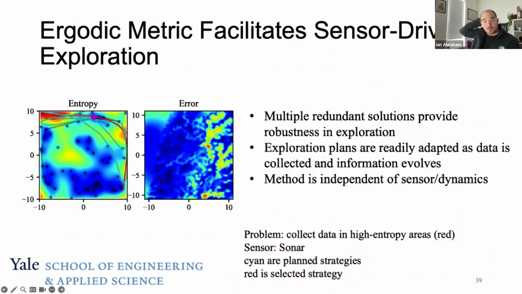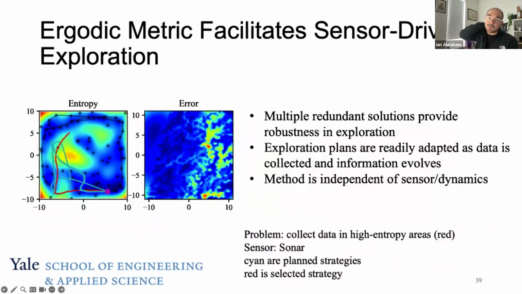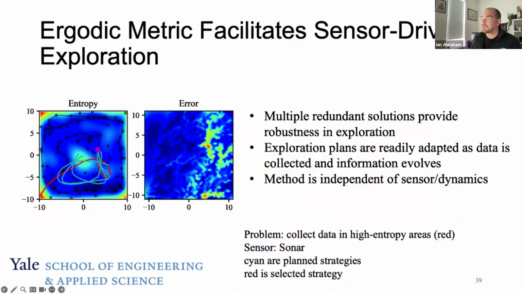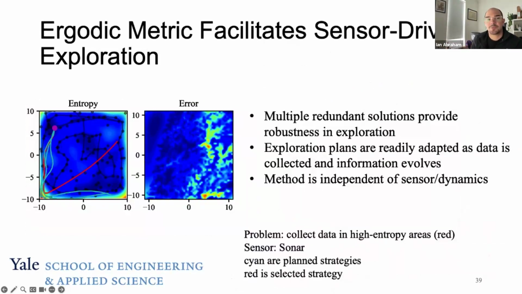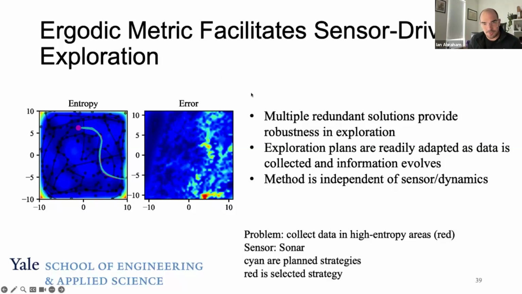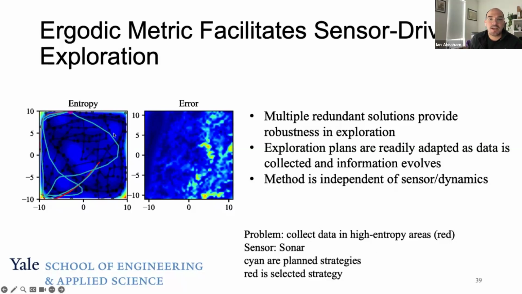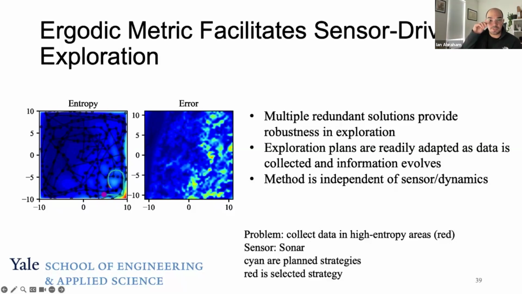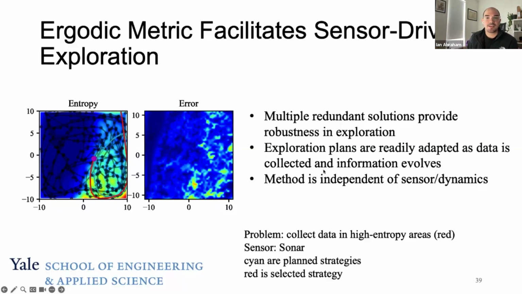We can also use this formulation to facilitate sensor-driven exploration. This is that other component that we like. We don't want to be tied down to a specific sensor. In fact, we did this with a sonar-based sensor, and the problem is to collect data in high entropy regions. What we found is that the multiple redundant solutions provide a lot of robustness in the way the robot explores. The exploration plans that we're optimizing are readily adapted as data is collected.